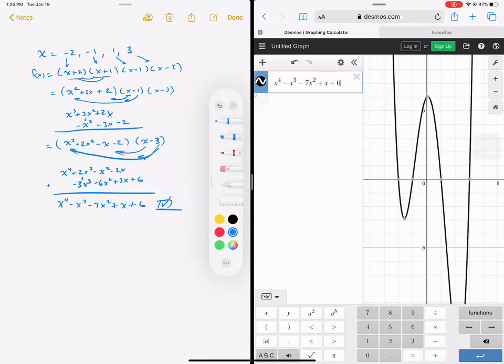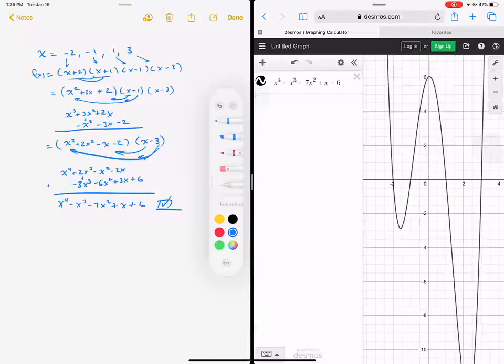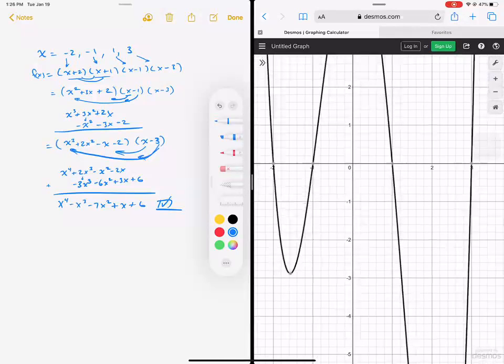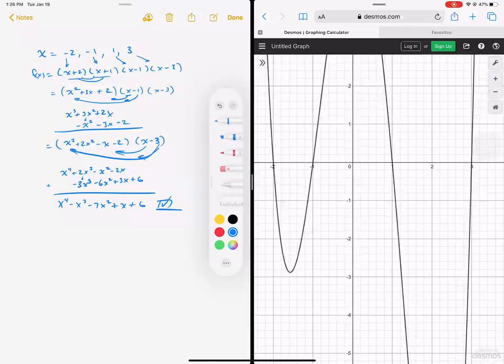All right, just double check if I copied that correctly. That looks about right. And if you take a look here, do not be amazed too much. Hold in your excitement, but our roots are -2, -1, 1, and 3, which is what we said our roots should have been. Okay, and that's it.